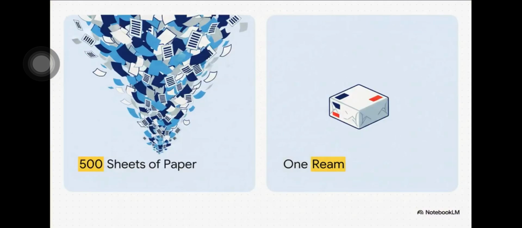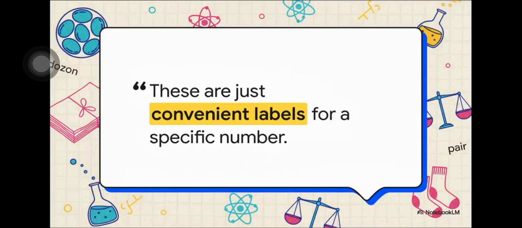Simple. Or, hey, what about paper? You need 500 sheets for the printer. You don't count them out. You just grab a ream of paper. Again, ream is just our easy-to-say label for the number 500. You see the pattern here? Dozen, ream, a pair. They're not complicated. They're just nicknames for a number. They're shortcuts that make counting big groups of things way, way easier.